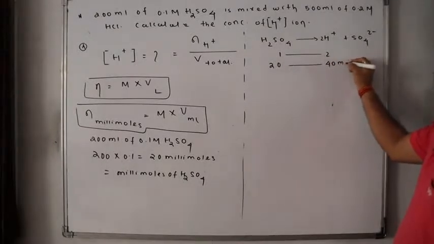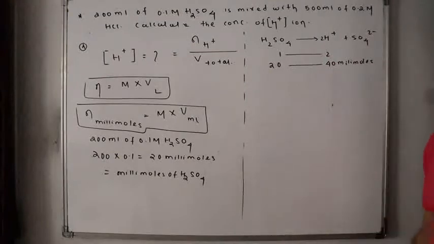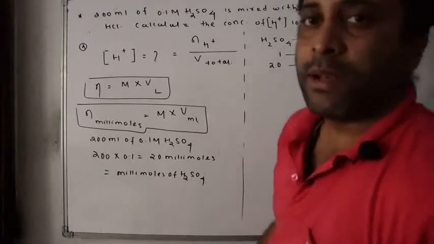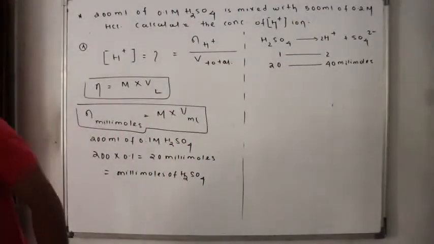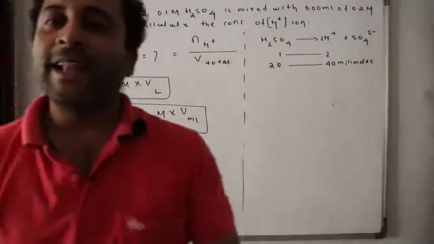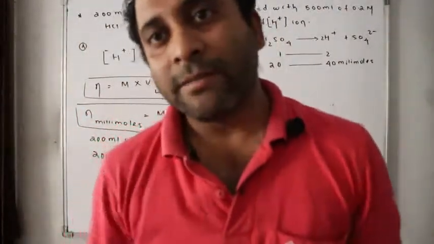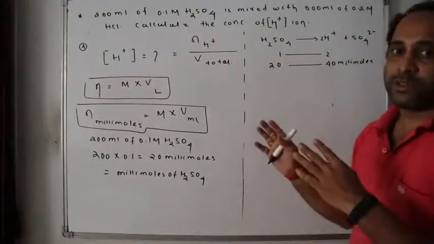40 millimoles of H plus, isn't it? So 20 millimoles will give how much? 40 millimoles of H plus. Did I make you understand this concept clearly? Now, what else do we have? Be focused and try and tell me. What else do we have? Now, we have here 40 millimoles of H plus from H2SO4.